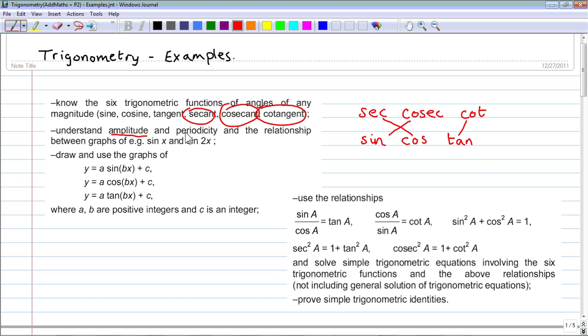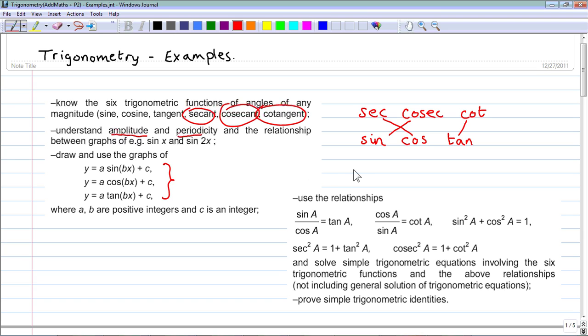The next part of the syllabus talks about concepts of amplitude and period, and focuses on a very specific type of graph, which is the general graph of the form A times a trig function of b times x plus a constant c. So I'll show you in a minute. Hopefully you will understand what those graphs look like.